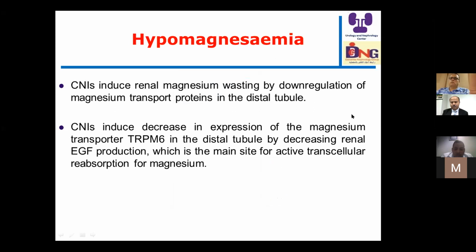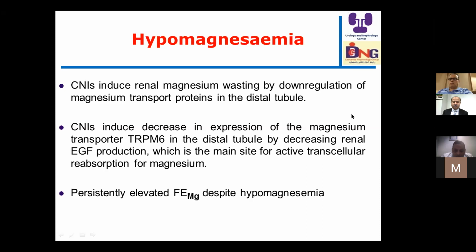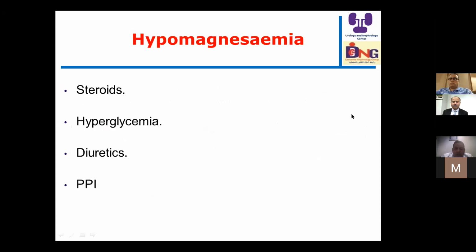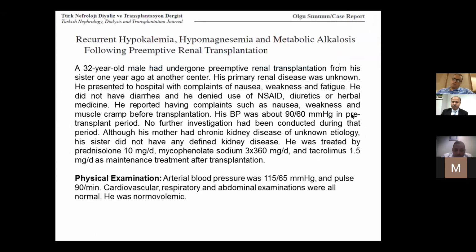It also decreases expression of the magnesium transporter TRPM6 in the distal nephron, as we said, and decreases epidermal growth factor production, which is the main site of active transcellular reabsorption of magnesium in the distal convoluted tubule. And this causes persistently elevated fractional excretion of magnesium despite the presence of hypomagnesemia. Other cofactors of hypomagnesemia post-transplantation are steroids, diuretic use, proton pump inhibitors, and hyperglycemia.